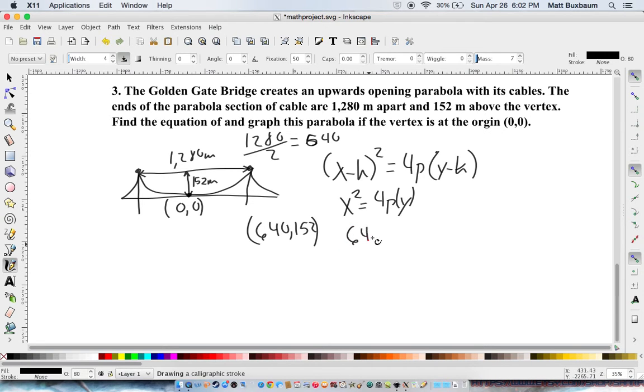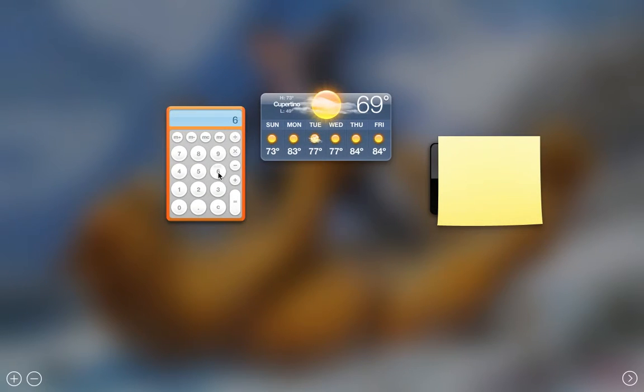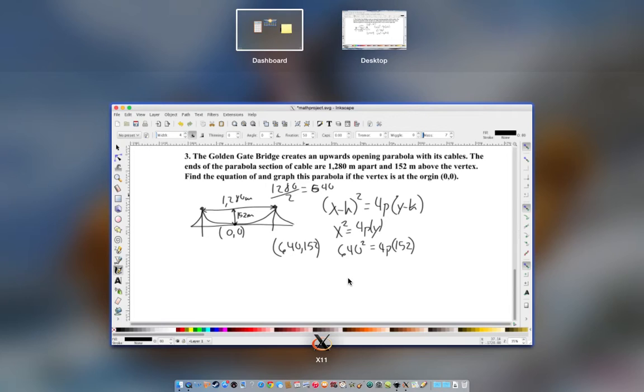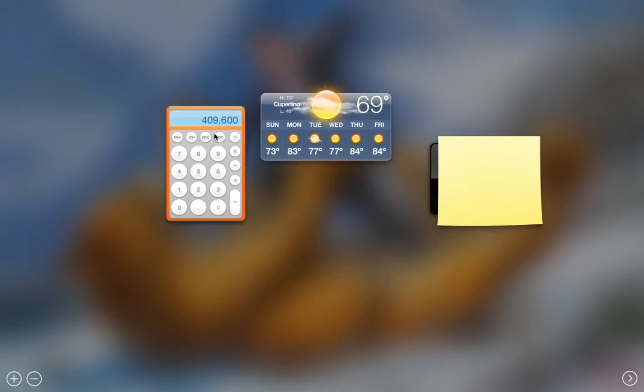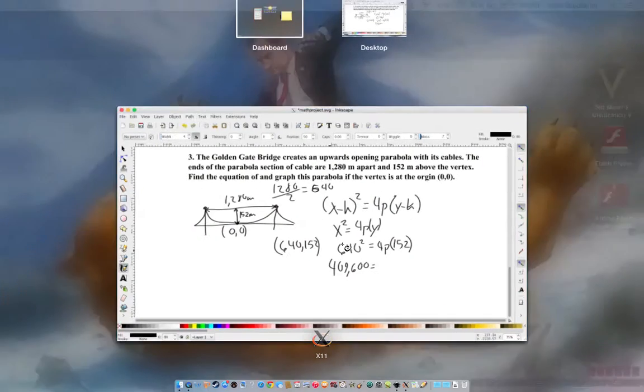So 640² = 4p(152). So let's just square 640. We'll do that real fast. Alright, so 640 times 640. Alright, so 409,600. Now we're also just going to multiply 152 times 4. So 152 times 4 is 608.